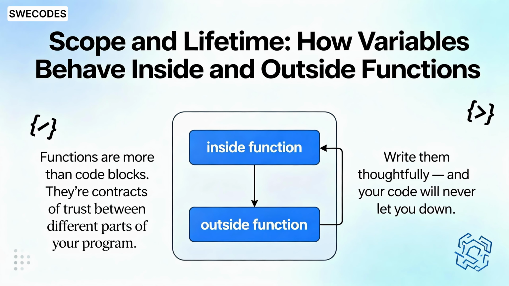In the next session, we'll explore scope and lifetime, how variables behave inside and outside of functions. But before you move on, remember this. Functions are more than code blocks. They're contracts of trust between different parts of your program. Write them thoughtfully, and your code will never let you down.